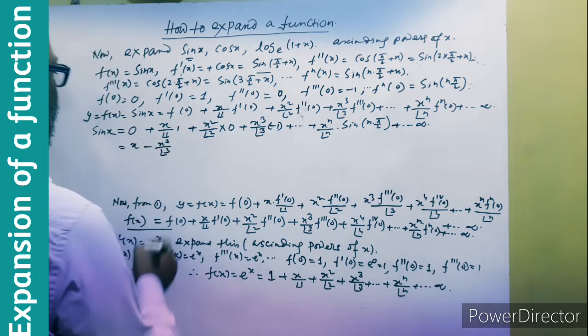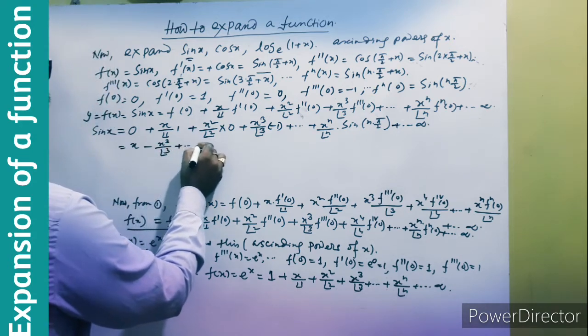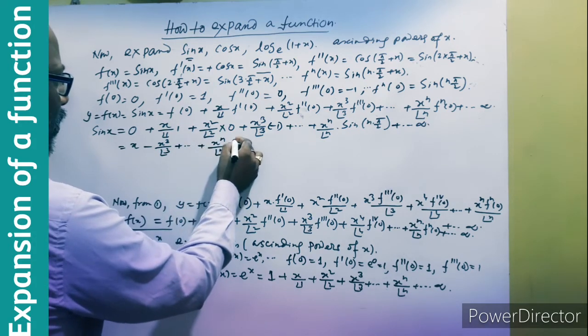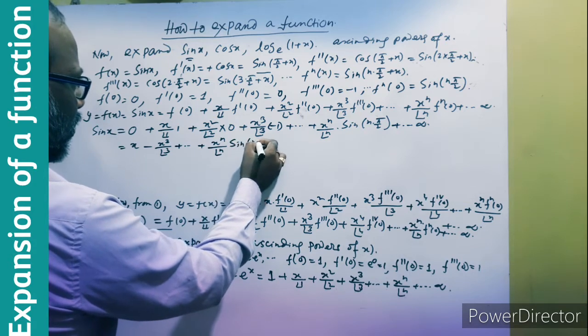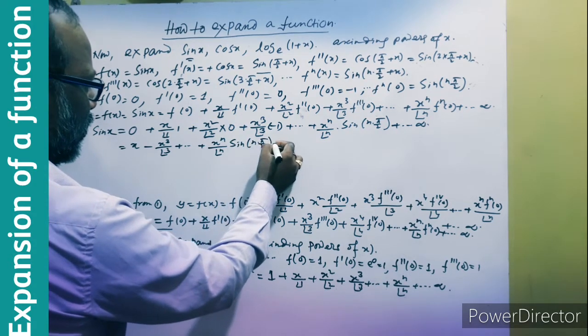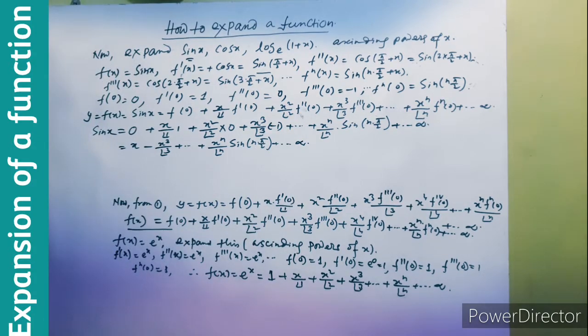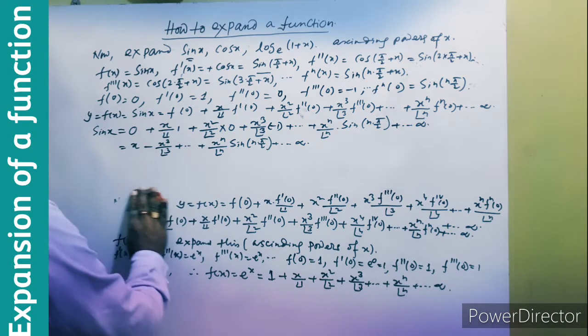So we write x minus x cube by factorial 3, and this is the general term, sine of n into pi by 2. Okay, this is the expansion of the sine series. Now expand the cos series. Expand the cos series.